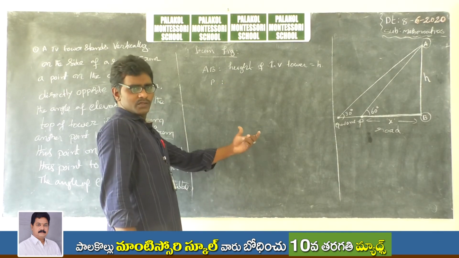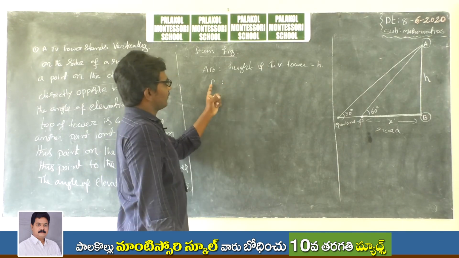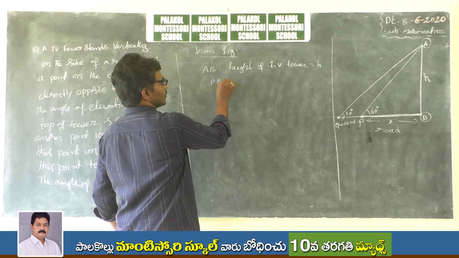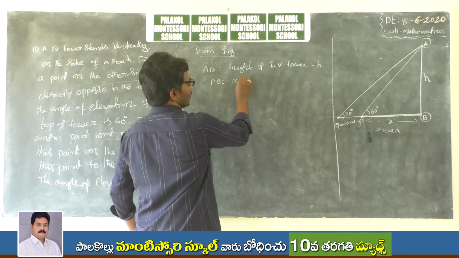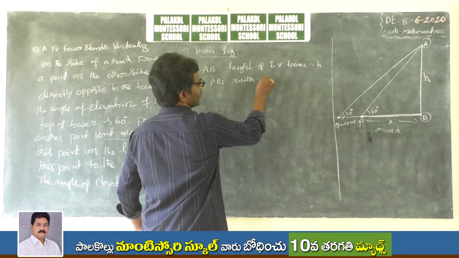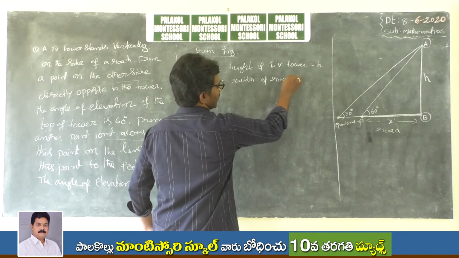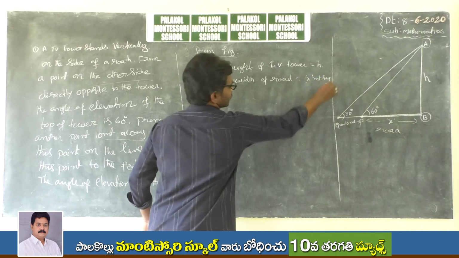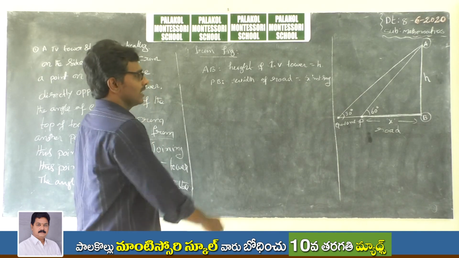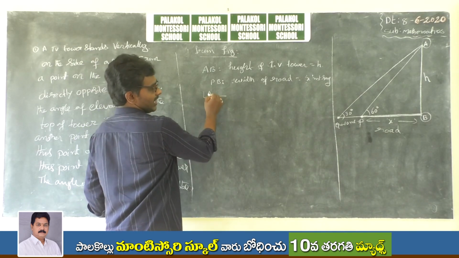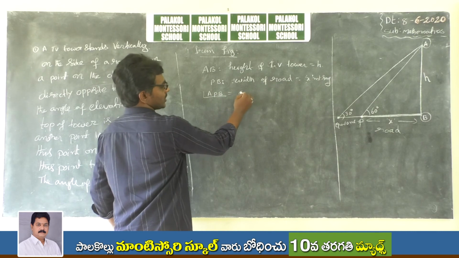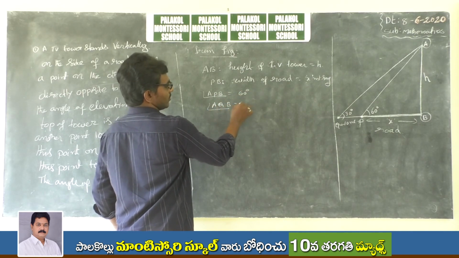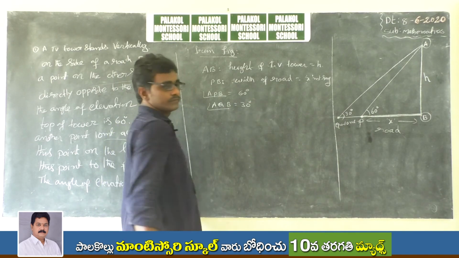Next, P is the first point and Q is the second point. So PB is equal to the width of the road, that is equal to X meters, say. Angle APB is equal to 60 degrees. Angle AQB is equal to 30 degrees.